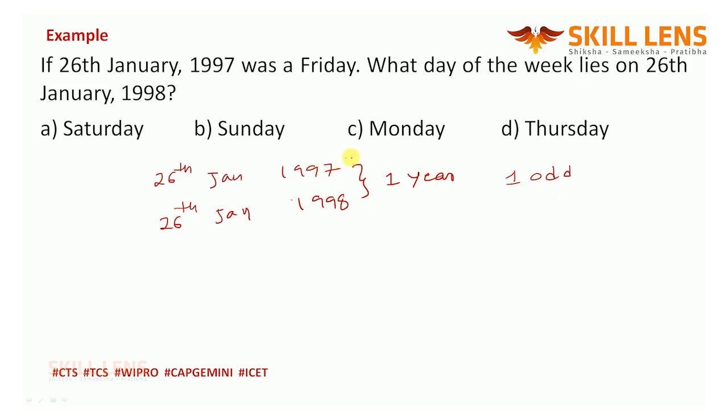Is 1997 a leap year? Divide with 4. You should know the divisibility rule of 4. What is the divisibility rule of 4? If the last 2 digits divide exactly by 4, then the whole number is going to divide by 4. So is 97 going to divide by 4? No. Is 98 going to divide by 4? No. So is there any leap year connection? No. So I can say 1 odd day.